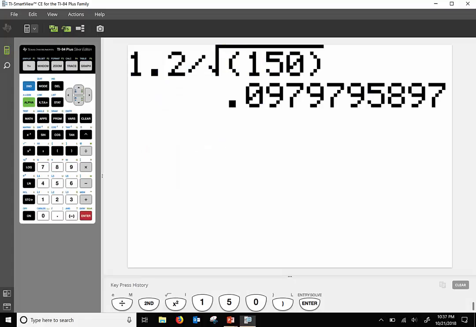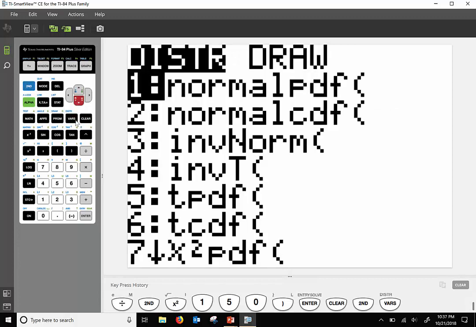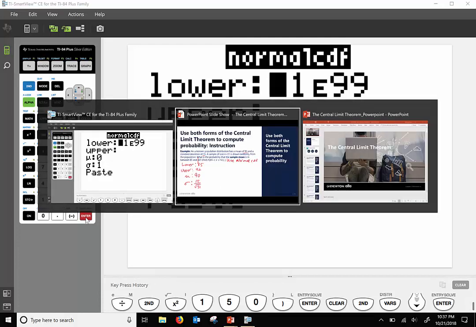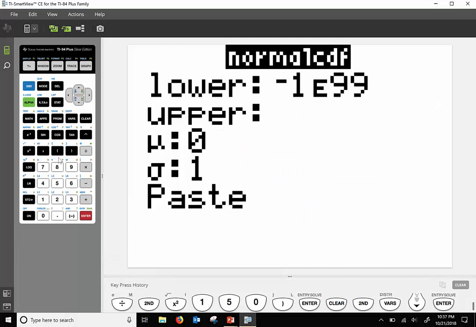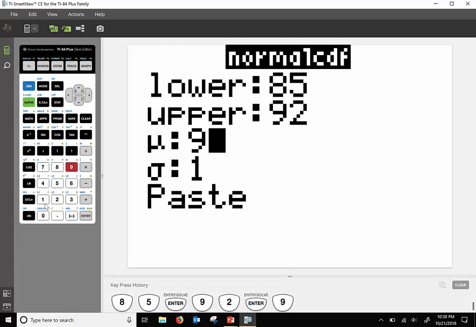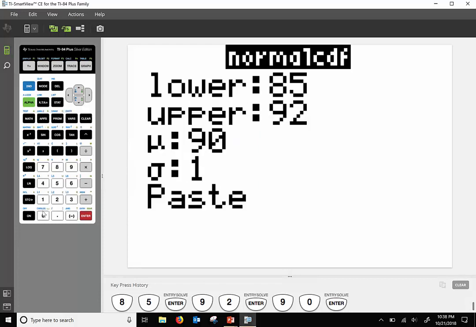So let's pull that on up. Okay, let's clear it out. Second vars is how we pull up normal CDF. Go down to number 2. And we are ready. Our lower bound, it was 85, I believe. Let me double check. Yes, it was 85. So the lower bound was 85. The upper bound was 92. Okay. What was that mean? That mean was 90, I believe. And let's see here. What was the standard deviation? So the standard deviation is 15 divided by the square root of 31.